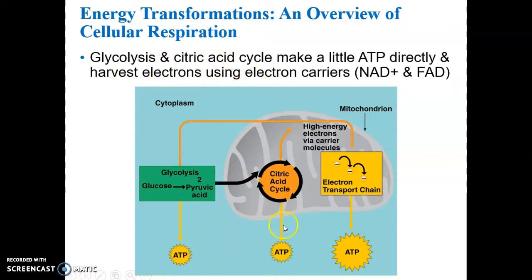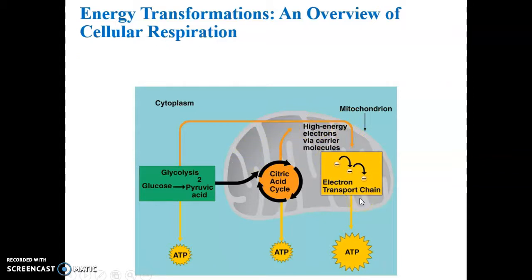And then finally, the glycolysis step and the citric acid cycle steps produce a little bit of ATP directly, but the most important thing that they're producing, glycolysis and the citric acid cycle, is the release of the high energy electrons that are put onto electron carriers, NAD+ and FAD, and those molecules are carrying high energy electrons to step 3, which is the electron transport chain.